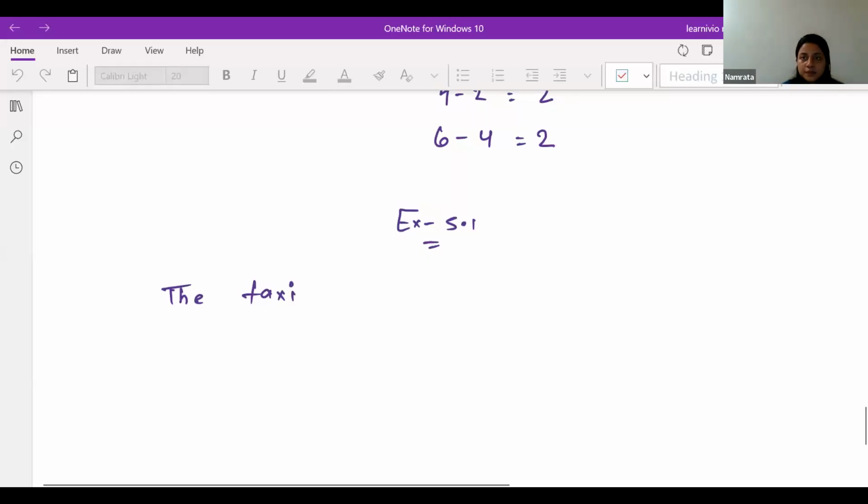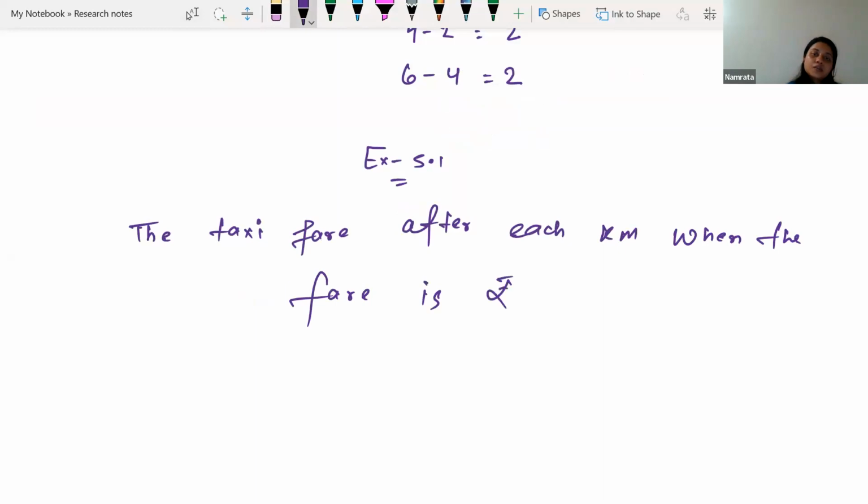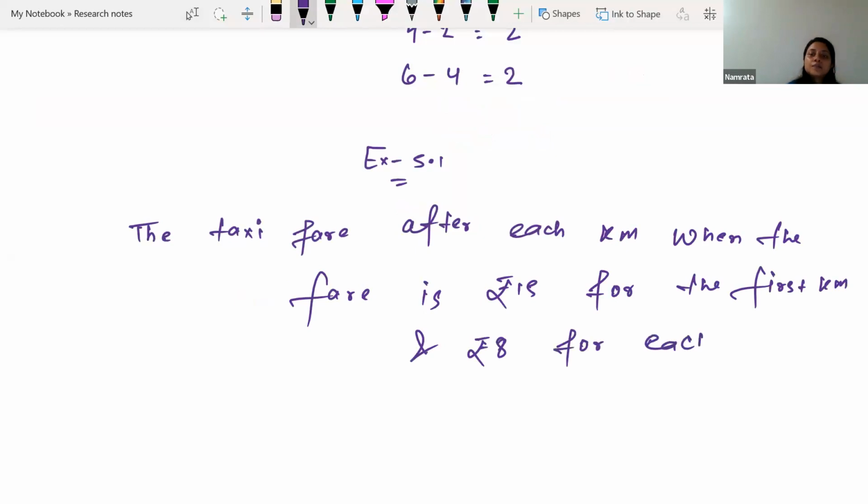Yeah, let's continue. So I was writing that the taxi fare after each kilometer when the fare is rupees 15 for the first kilometer and rupees 8 for each additional kilometer. So is it in arithmetic progression or not?